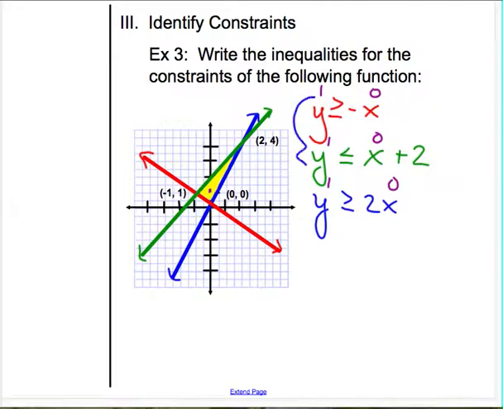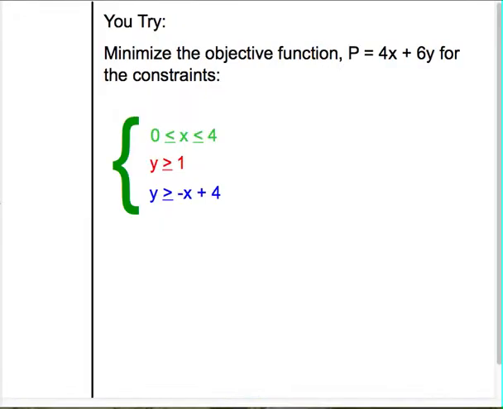So this is our system of inequalities for the feasible region that was graphed for us. And you try.